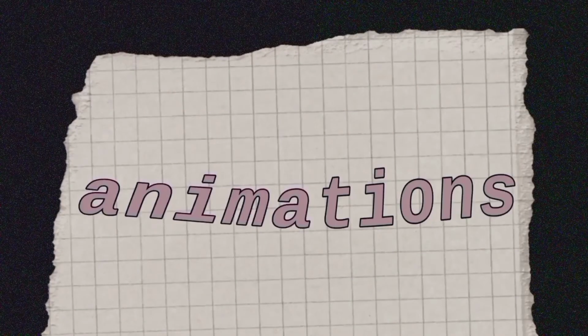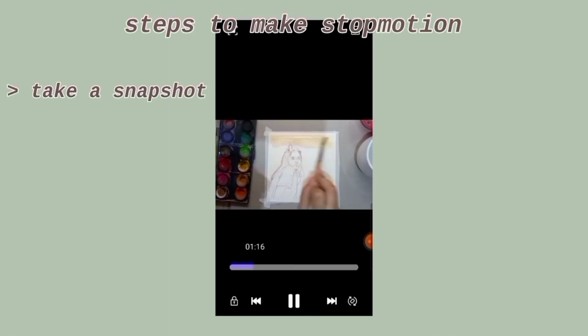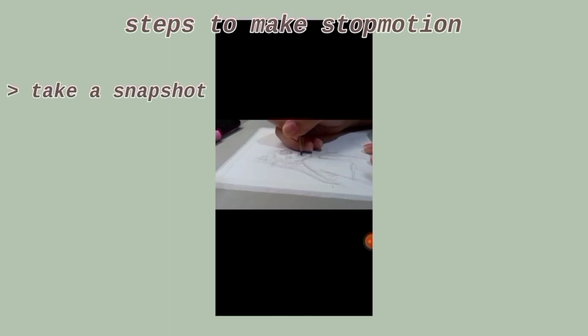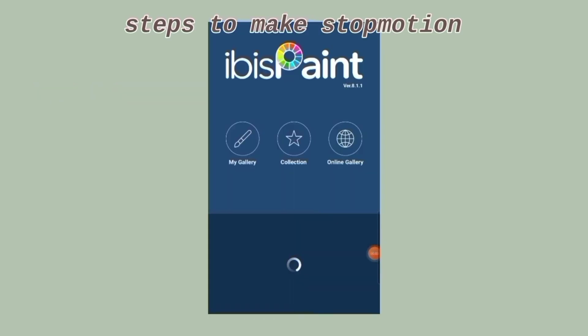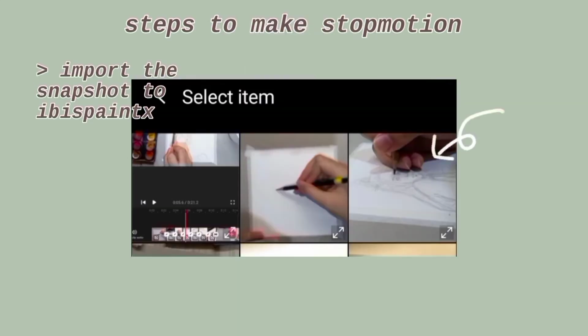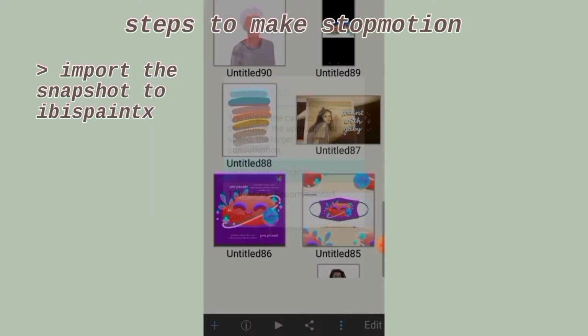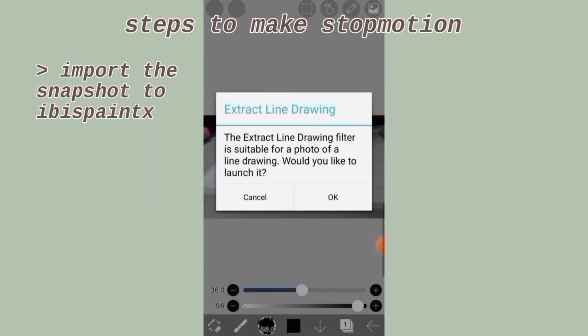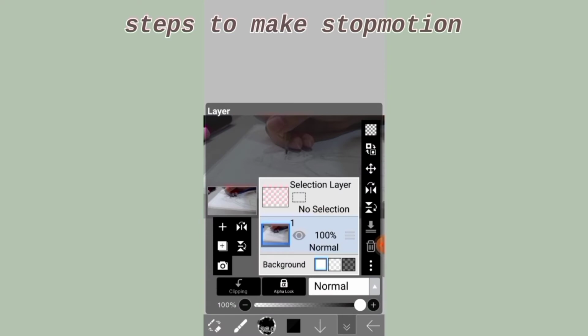Okay, let's move on to our next step, which is adding stop motions. Not animation, actually, it's actually stop motion. Anyway, first thing first, we're going to take a snapshot on where exactly in our video we're going to put the stop motions. We'll import that screenshot into this app called Ibis Paint X, where you can draw, and it's what we're going to be using.